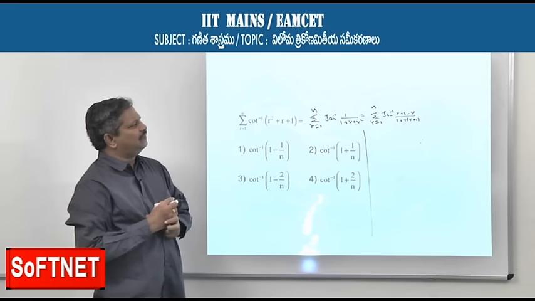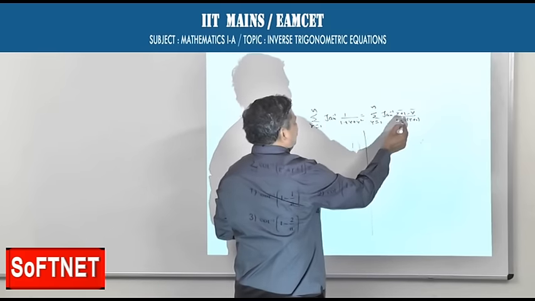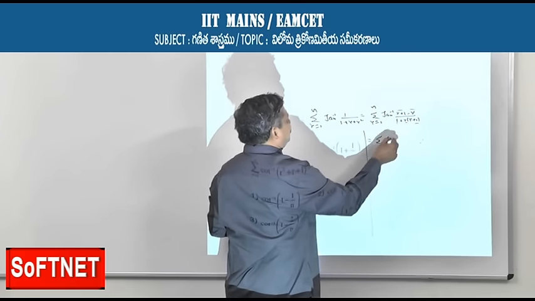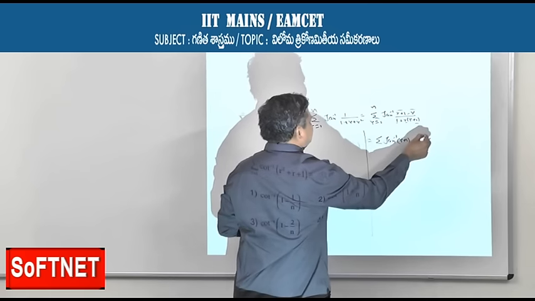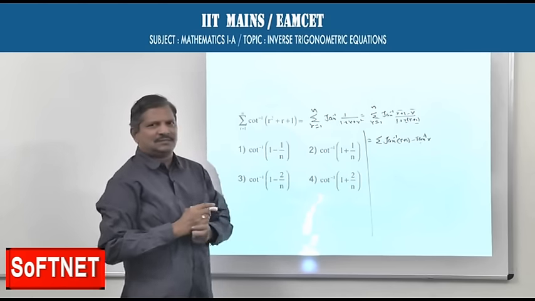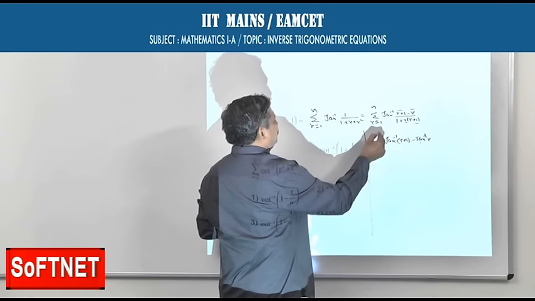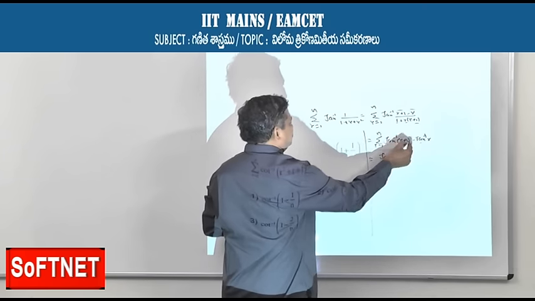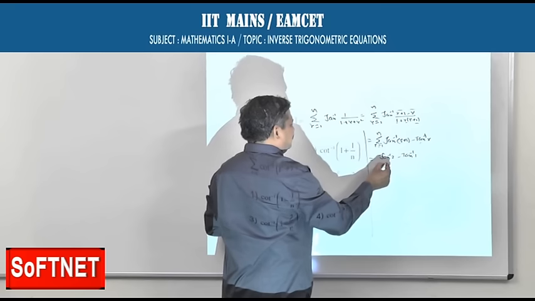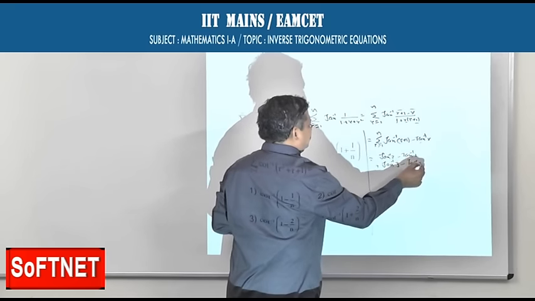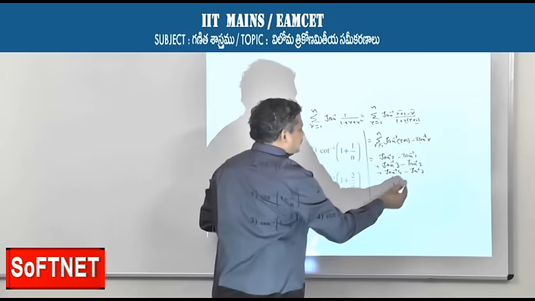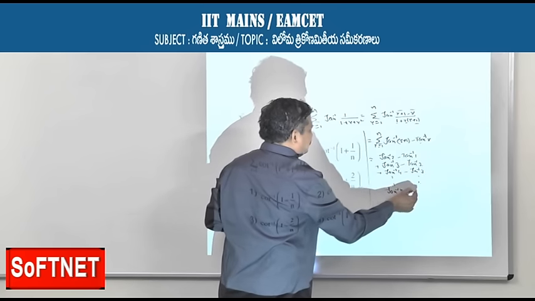So, sigma tan inverse of x minus y by 1 plus xy, this is x, this is y, means tan inverse x minus tan inverse y form. This implies sigma tan inverse x means r plus 1, y means r. So, sigma tan inverse of x minus y by 1 plus xy is sigma tan inverse x minus sigma tan inverse y. You write now r equal to 1 to n. 1 gives tan inverse 2 minus tan inverse 1. Then 2 gives tan inverse 3 minus tan inverse 2. Again 3 gives tan inverse 4 minus tan inverse 3. Now, n gives tan inverse n plus 1 minus tan inverse n.